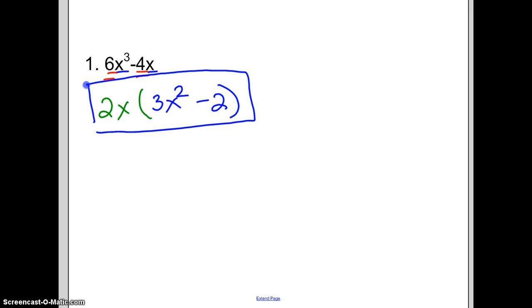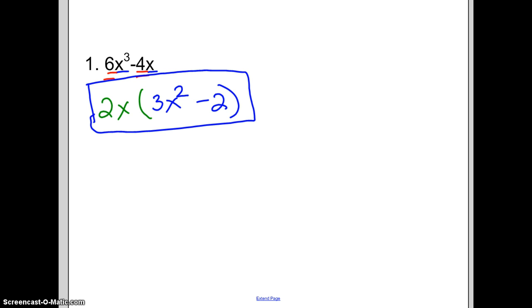Example 1, 6x cubed minus 4x. This problem has a common factor of x, and it also has a common factor of 2, because 2 will divide evenly into both the 6 and the 4. So we're going to factor out 2x, and that's going to leave us inside the parentheses with 3x squared minus 2. This is completely factored, and we are done.